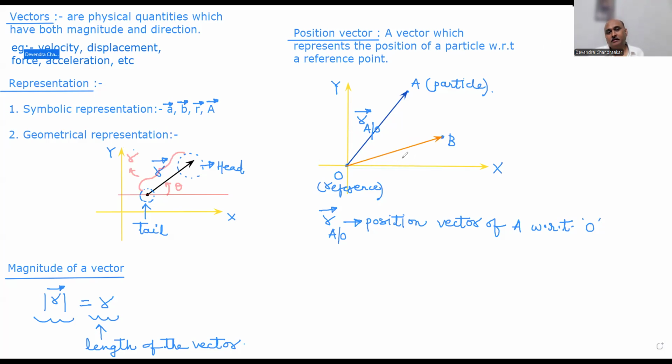And how do we write it? How do we write the symbolic representation? It will be R vector, B with respect to O. Very good. It's RBO. I hope all of you understood this. Yes or no? Yes. So we have Bhavani, Harshita, Haran, and Siddharth. Right? Okay. So RBO, RAO.